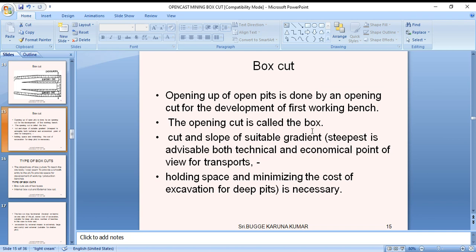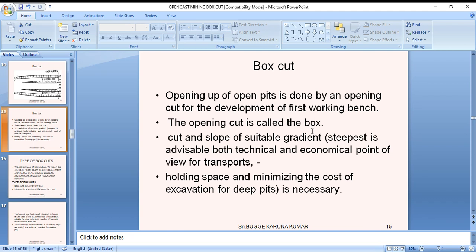Box cut: opening of an open pit is done by an opening cut for the development of the first working bench. The opening cut is called the box cut, and a slope of suitable gradient, steepest, is advised from both the electrical and technical and economical point of view in the transport, holding space and minimizing the cost of excavation for deep pits is necessary. So this is very important.